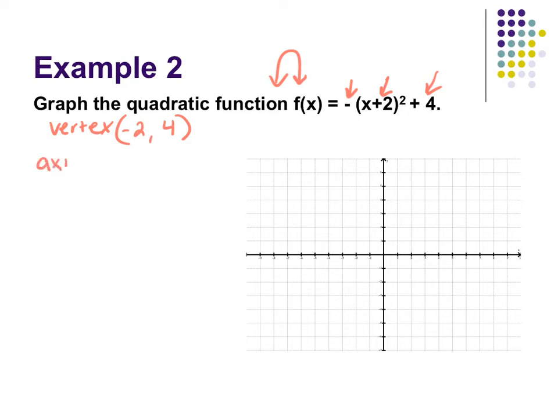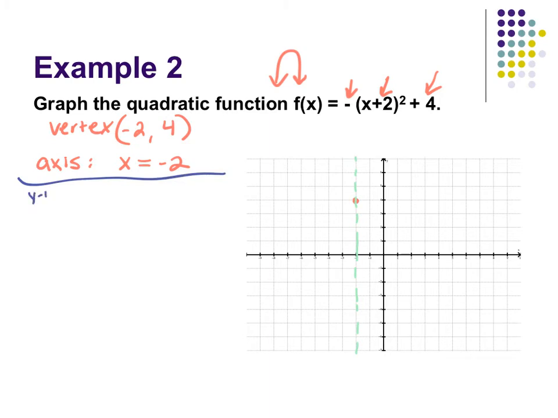My axis of symmetry is x equals the h, which is -2. So I already know -2, 4 is my vertex, and my axis of symmetry is going to run right through here. And then it points down.